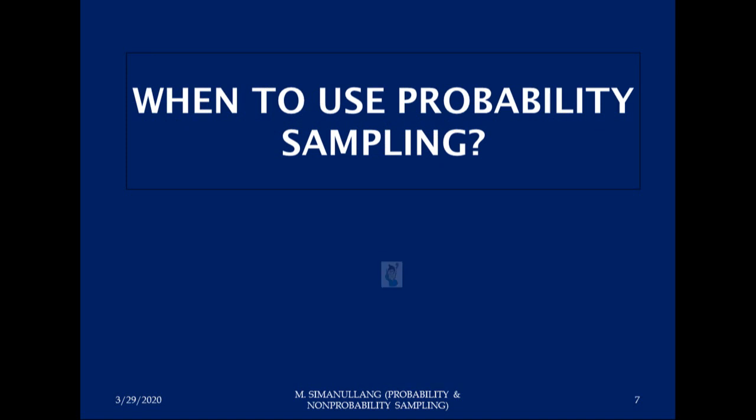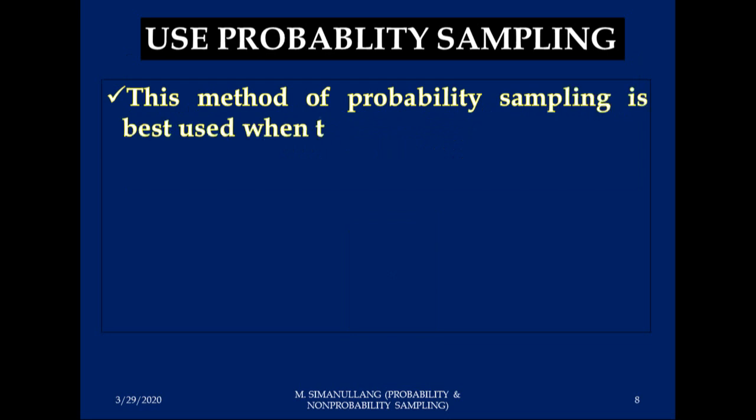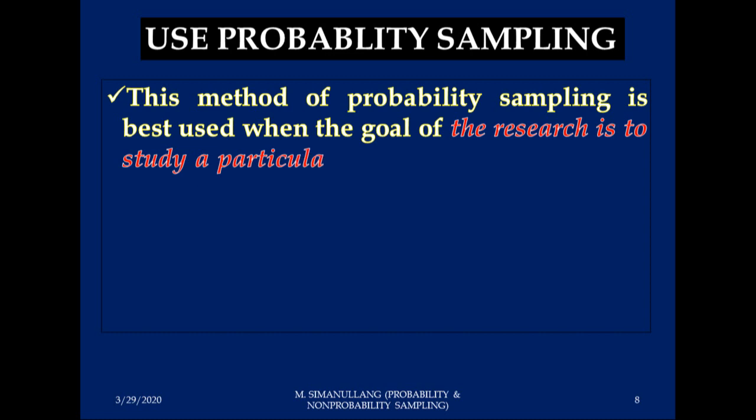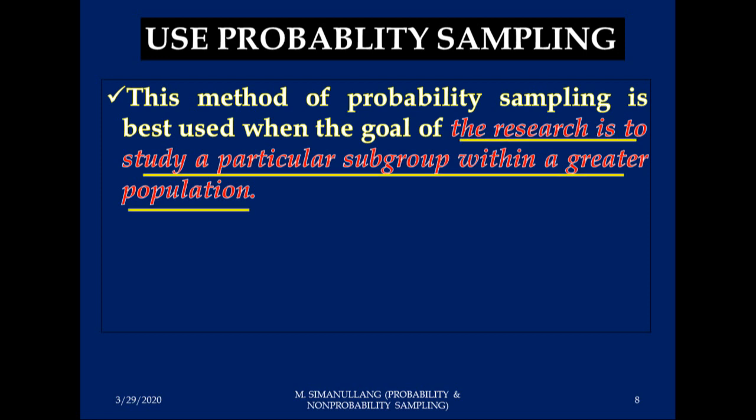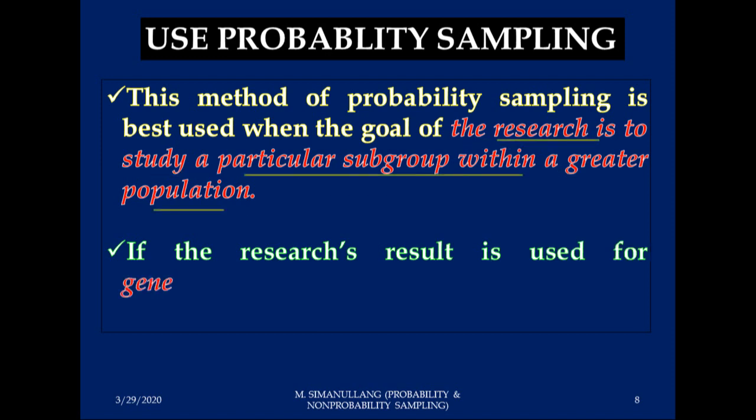The next point is when to use probability sampling. So, probability sampling is used when the research is to study a particular subgroup within a greater population. In other words, if your research deals with a large population, then using probability sampling will be helpful. And the second is, if the research result is used for generalization, it means when the sample represents the population.